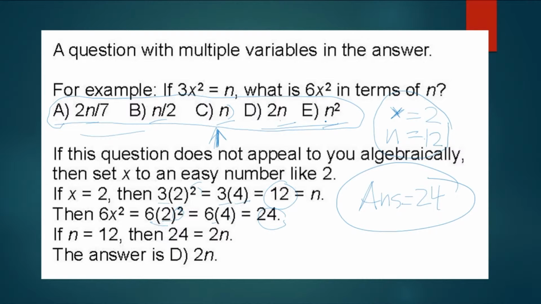12 squared is obviously 144, and that's way too high. So if n is equal to 12, then 24 is equal to 2n, which is our answer choice D. That's what we want to do. So if you see a lot of variables in the answer selection, that's going to be a clue that it's probably going to be easier to solve by plugging in easy numbers.